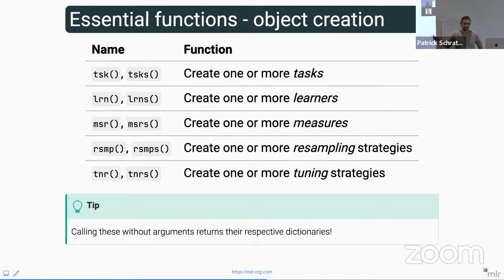If you call these without arguments, like they are here, you see actually what we have in the tin in our framework. So they just print out all the available respective objects that you can create that are implemented. So, for example, if you call lrn, you get a dictionary of the learners.